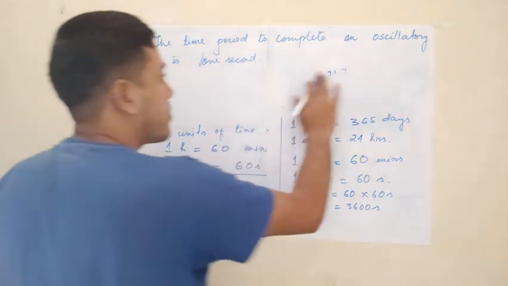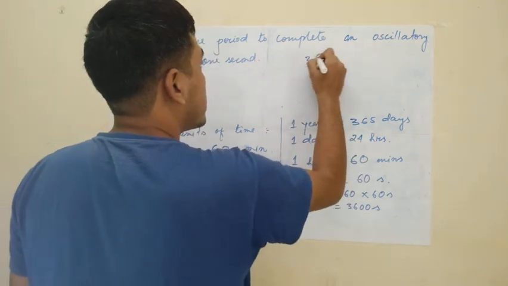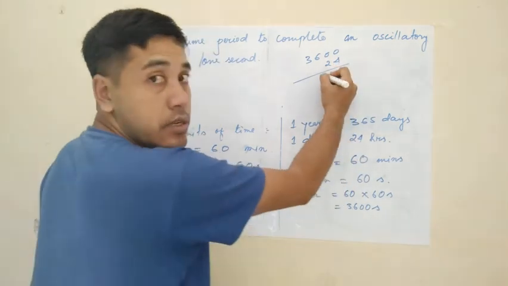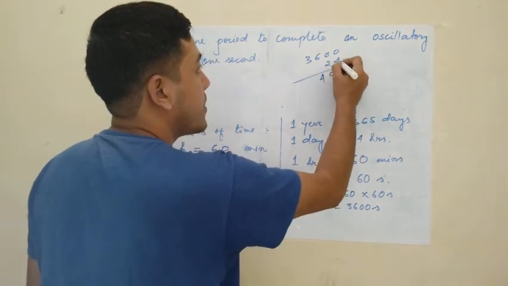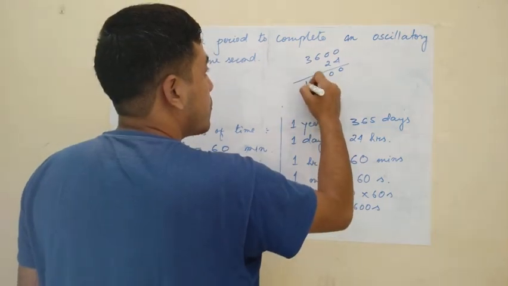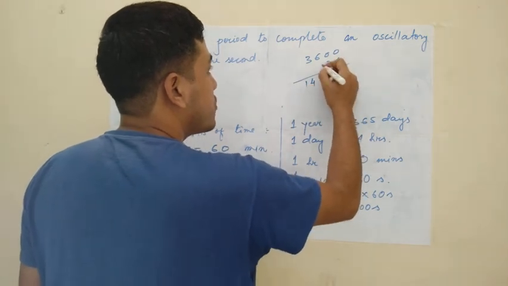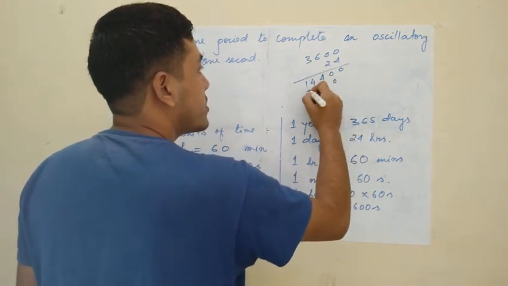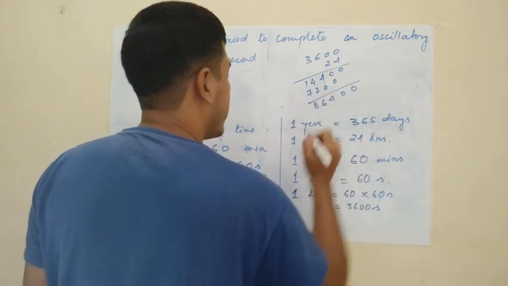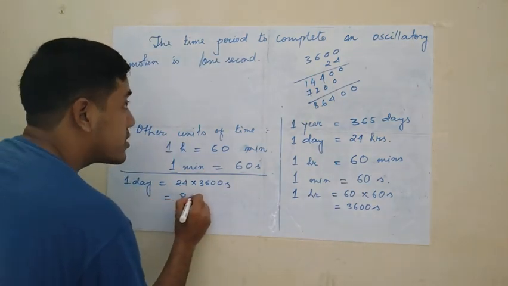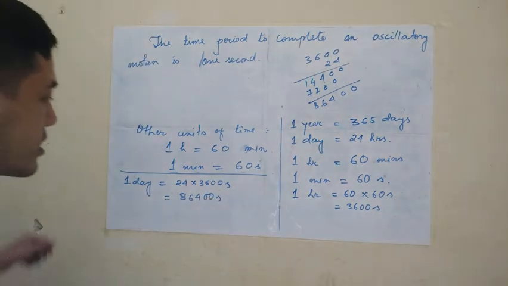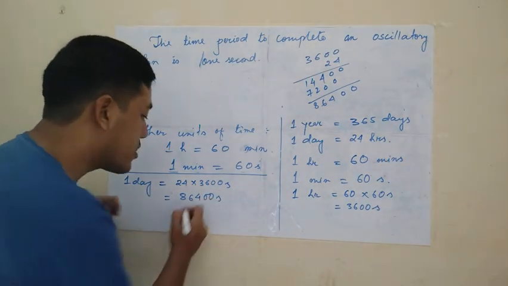Then 3600 into 24. 4 times 0 is 0, 0; 4 sixes are 24; 4 threes are 12, plus 2 is 14. Then 2 sixes are 12, 2 threes are 6, plus 1 is 7. Now it is equal to 86,400 seconds. In a day, how many seconds are there? In a day, there are 86,400 seconds.